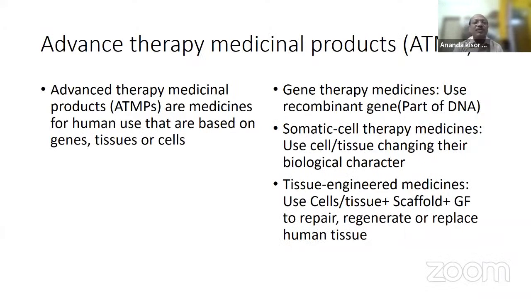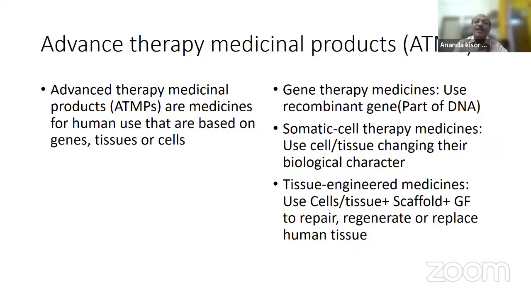That can be helpful. Now, what is the ATMP? This is another important topic of the day. What is ATMP? This may be asked in your examination. Basically, it is advanced therapy medicinal products. Advanced therapy medicinal products are medicines for human use which are based on genes, tissues, or cells. Basically, there are three types of these. It may be gene therapy, which can use a recombinant gene. That is, a part of the DNA can be inserted in the cells for changing the character, changing the functions of the cells.